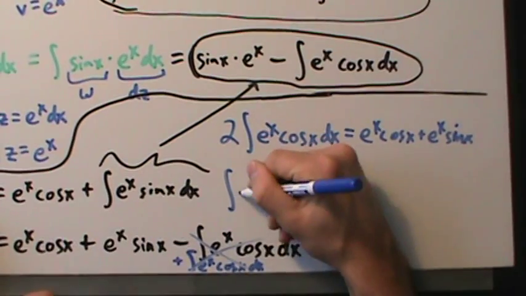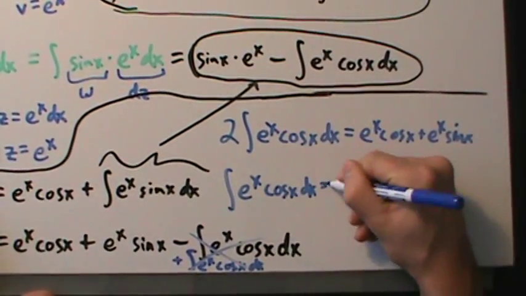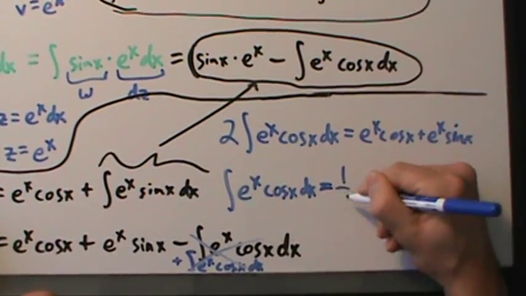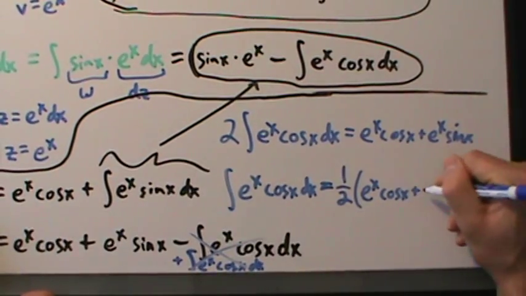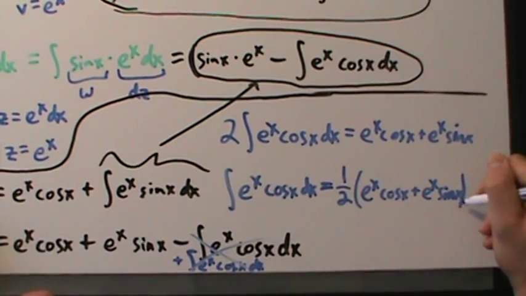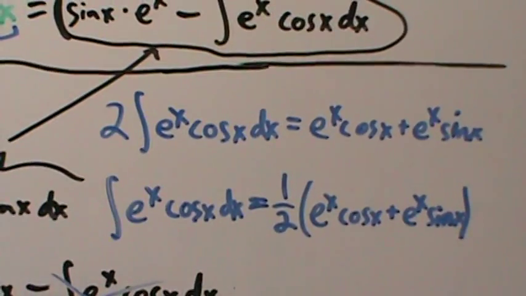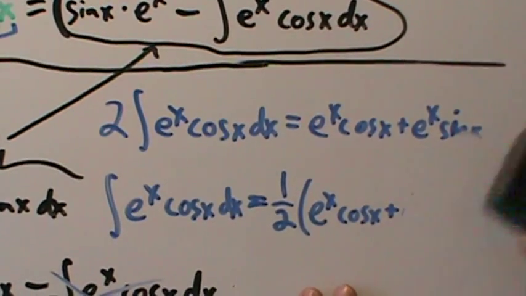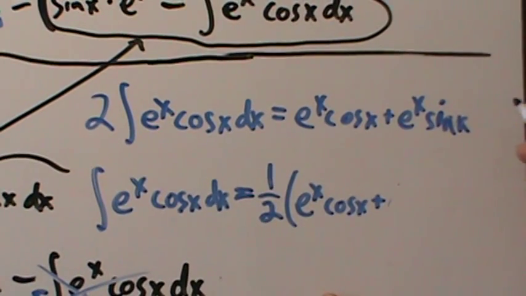we end up with integral of e to the x cosine of x dx equals 1/2 times e to the x cosine of x plus e to the x sine of x. Okay, and then that's almost, so let me zoom in a little bit on that. Let's make that a little bit easier to read. Okay, so all we did here was just divide both sides of this equation by 2.